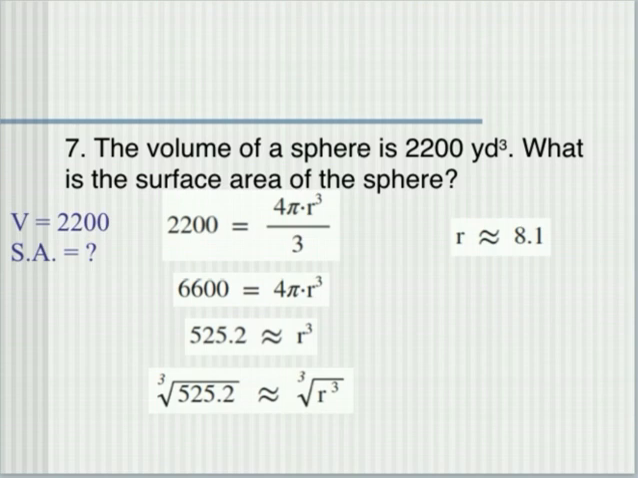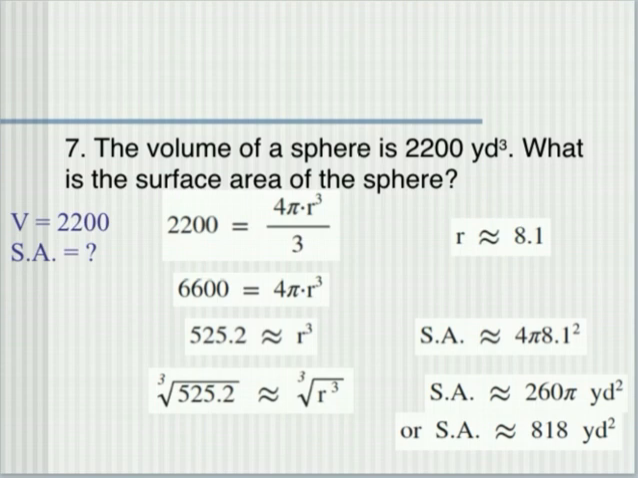Once you have your radius, because they're asking for surface area, you'll plug that into your surface area formula. I forgot to specify here whether it was supposed to be left in terms of pi or not, so here's both versions of the answer. Because this is back to surface area, your units are squared.